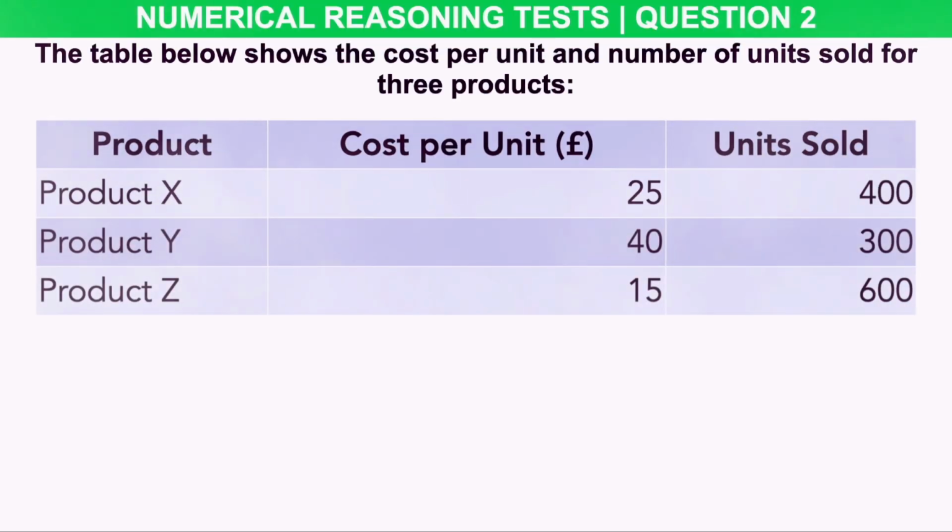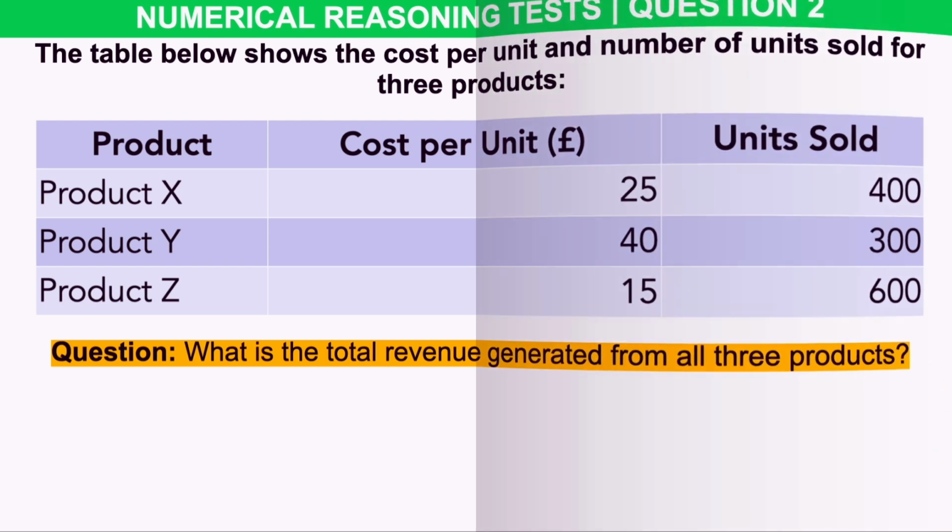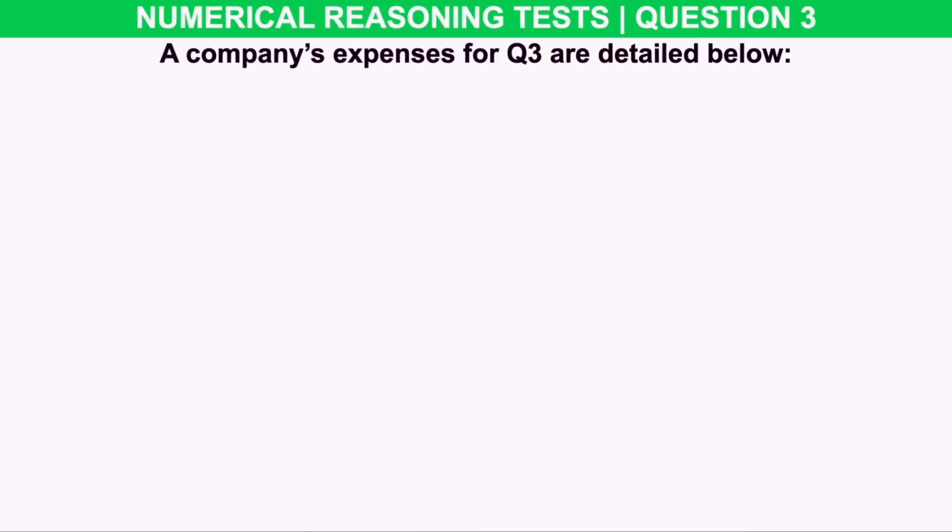So you have 10 seconds to answer this question. Here is the table. So the table below shows the cost per unit and the number of units sold for 3 products. The question is this: what is the total revenue generated from all 3 products? You have 10 seconds to answer this, starting now. Great, how did you get on? Let me know your answer in the comment section below for marking.